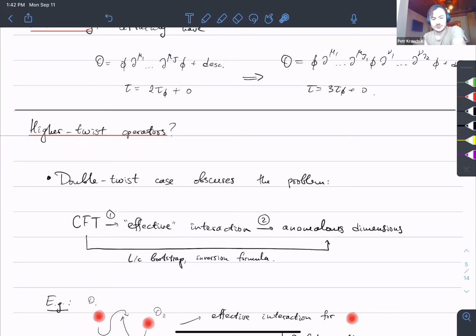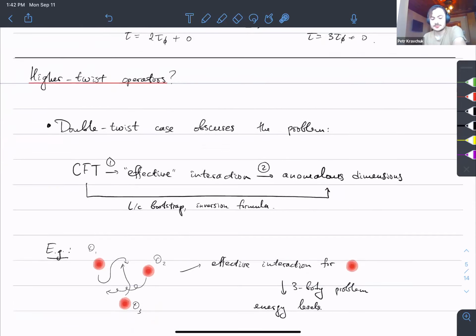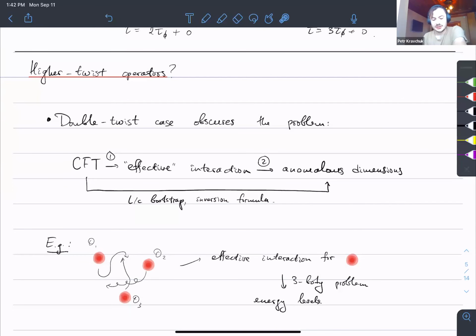And then you solve your 2-body problem, 3-body problem, and then you get anomalous dimensions from there. Now, when we're talking about the double twist operators, you need to solve a 2-body problem. And the 2-body problem is kind of trivial. And because of that, anywhere you look in the bootstrap literature, nobody bothers to tell you this effective interaction, in some sense. And the result is always immediately the anomalous dimension, because once you know the potential, you know what the energies in the 2-body problem are.